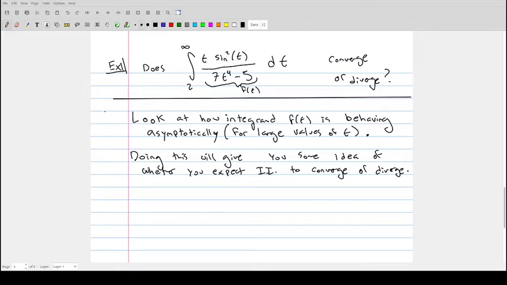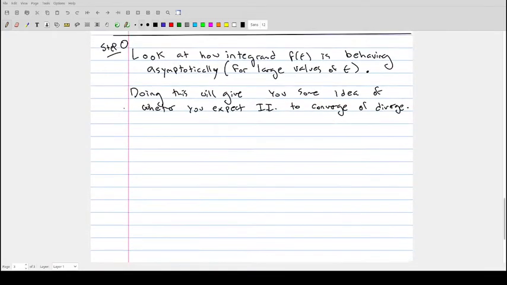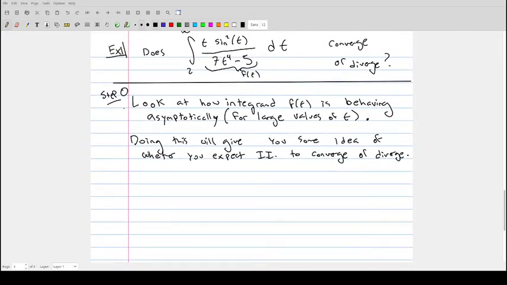So this should always be your step 0, or your preliminary step, when evaluating whether or not a given improper integral converges or diverges. So for large values of t, we typically denote this as t is much larger than 1.